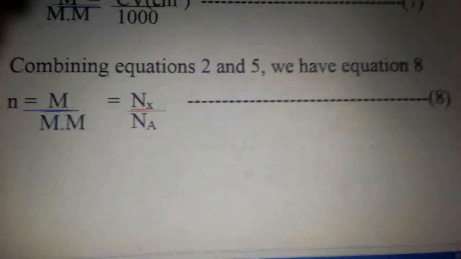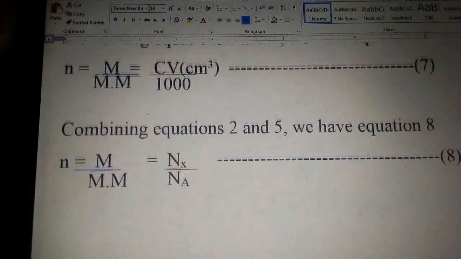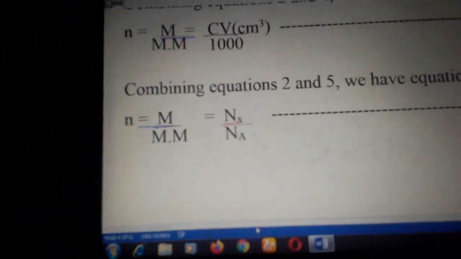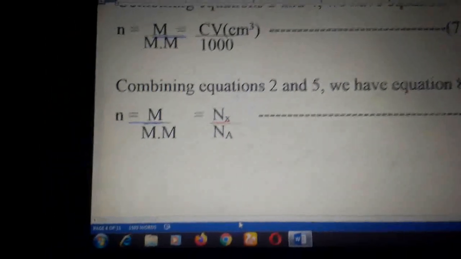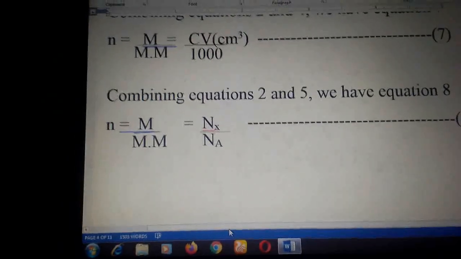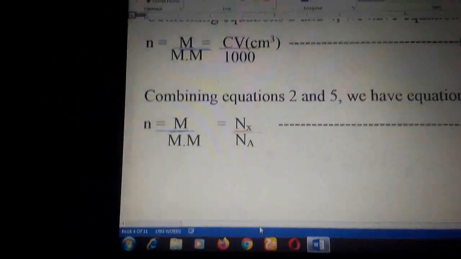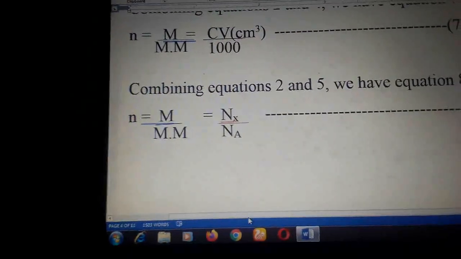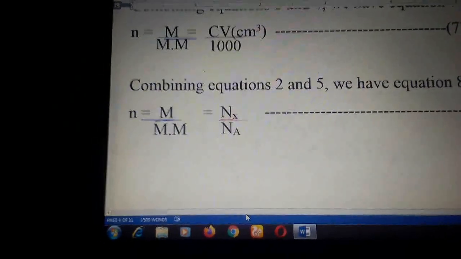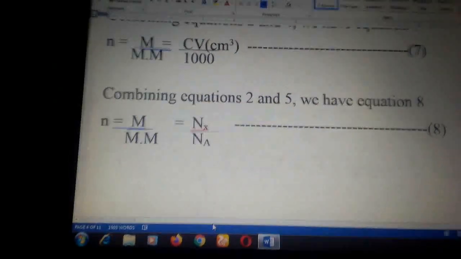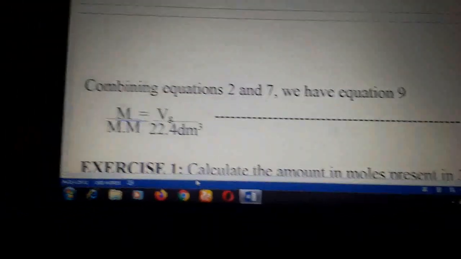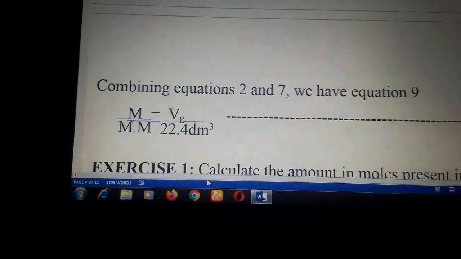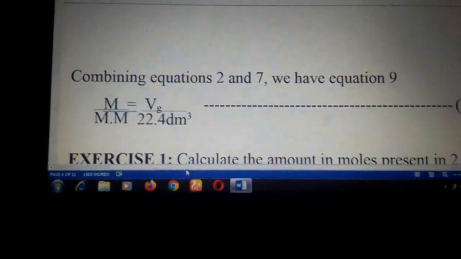Okay. Then equation 2 and 5. Combine equation 2 and 5. We have mass over molar mass equal to number of particles, N, is number of particles. Particles could be atoms, molecules, ions, electrons, all over Avogadro's constant. Since both of them stand for number of moles, we can equate them together and then look for an unknown value. Okay. Then connecting equation 2 and 7, we have equation 9. That is the equation for gas. Mass over molar mass equal to volume of gas all over the molar volume at STP. And that gives us equation 9.